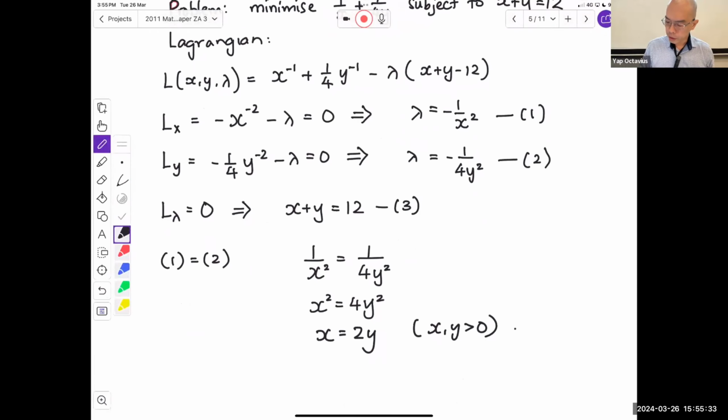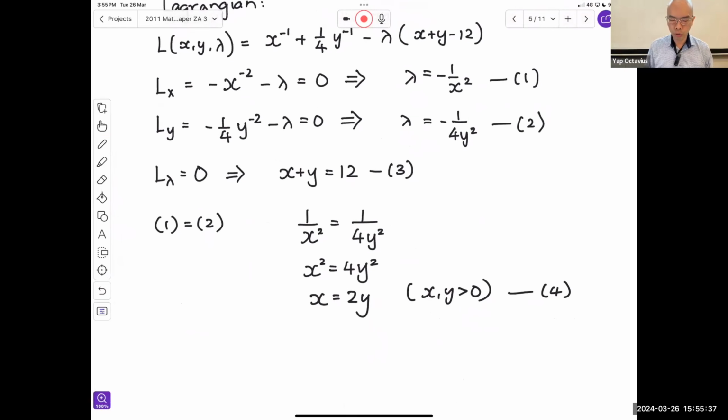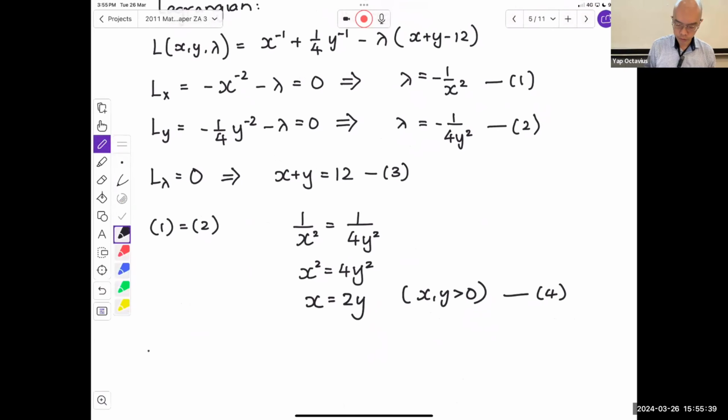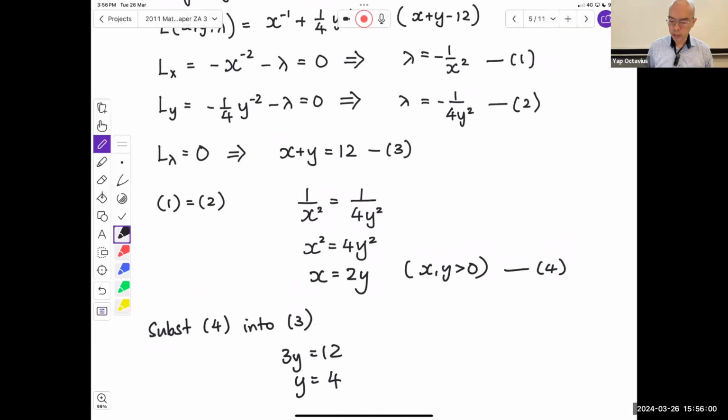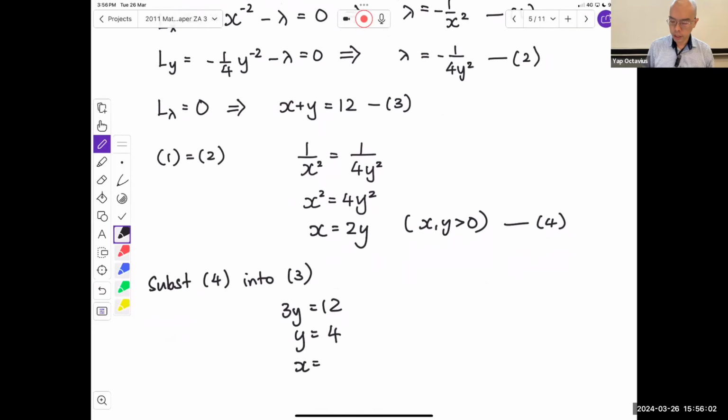Okay, so this is equation 4. So you put 4 back into number 3. So you get 3y equals 12. Your y is equal to how many? 4. Then the x is equal to 8.